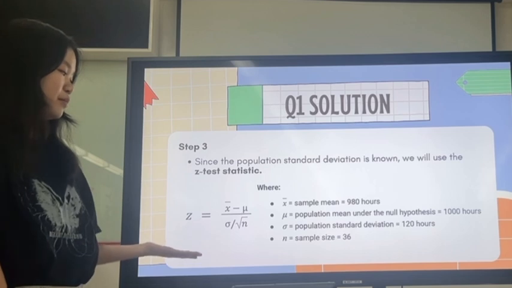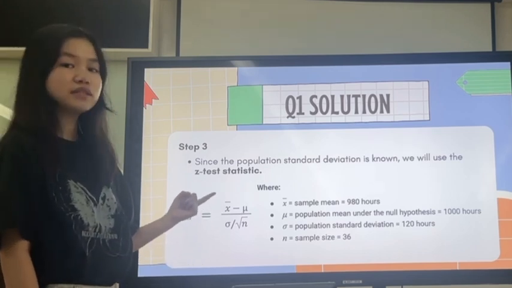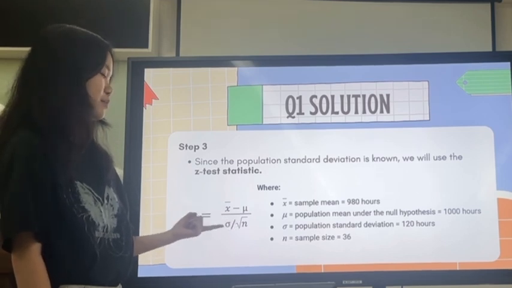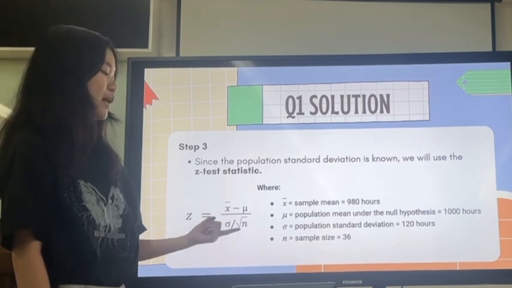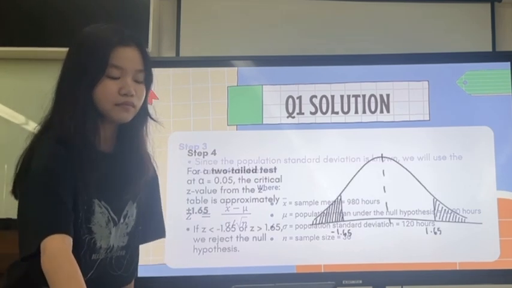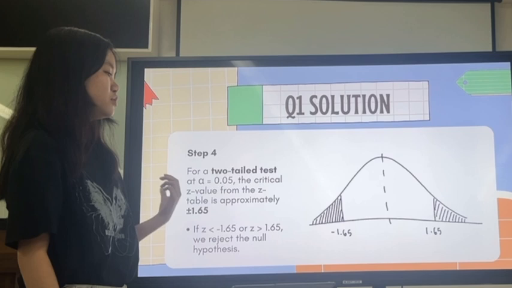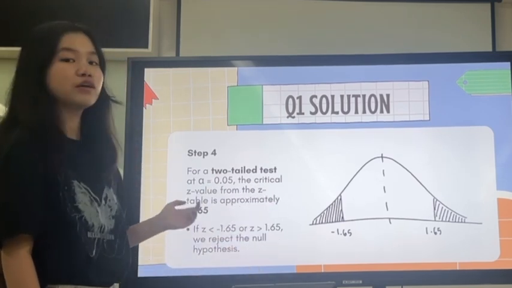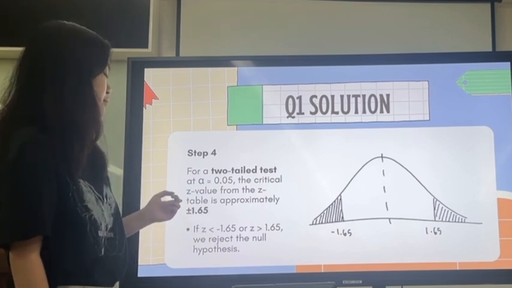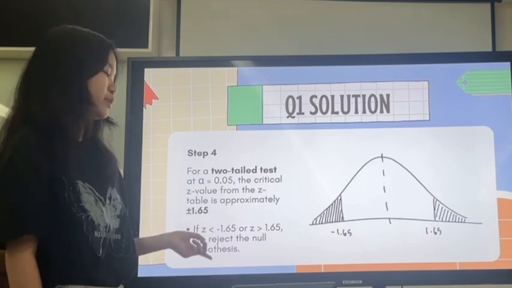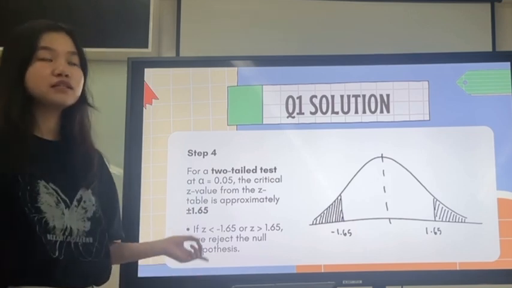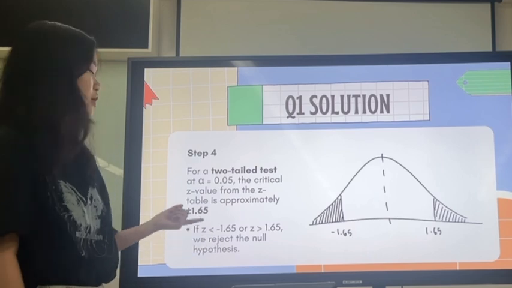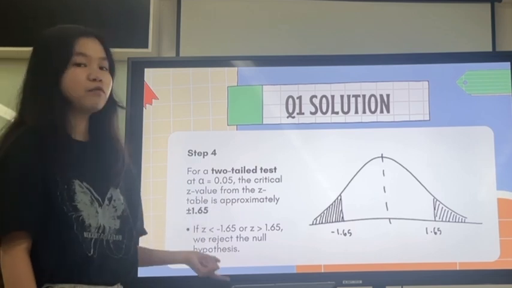We use this formula where x bar is the sample mean, mu is the population mean, sigma is the population standard deviation, and n is the sample size. For step 4, we show the graphic of the critical value, where the critical value according to the Z table is 1.65 or minus 1.65. The null hypothesis will be rejected if the Z value is less than minus 1.65 or more than 1.65.